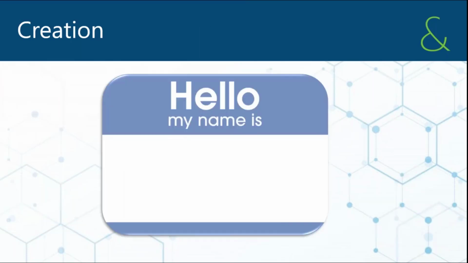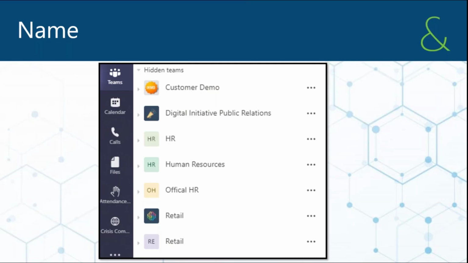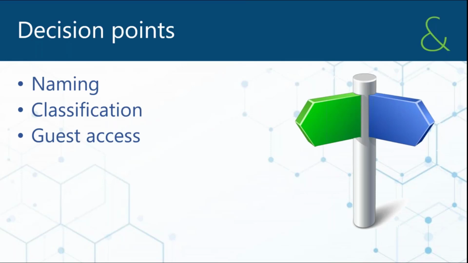The first and the simplest concept is creating sites. You need to think about things like a naming convention. If you don't have a policy in place, you're going to end up with a situation like this, where you have the HR site, the human resources site, and the official HR site. So, some decision points. Naming, we talked about.